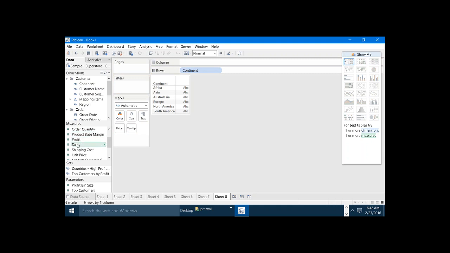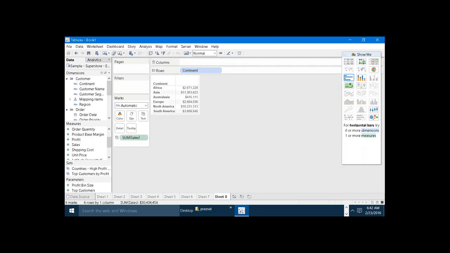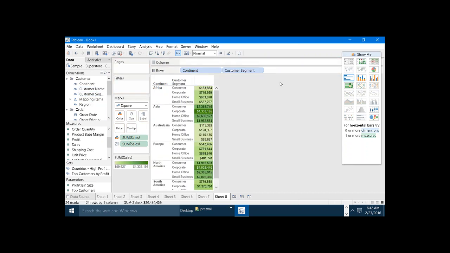So I'm taking the component, I'm taking the sales. If you click on the text table, Tableau will show in the form of text. And if you click on the highlight table, Tableau will highlight the values depending on the sales. Here it is highlighting Asia in the darker color because Asia has the highest sales, and the remaining are in lighter colors. It takes one or more dimensions but only one measure.